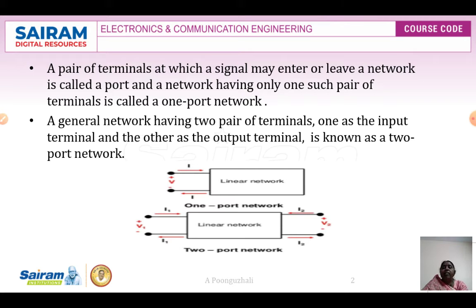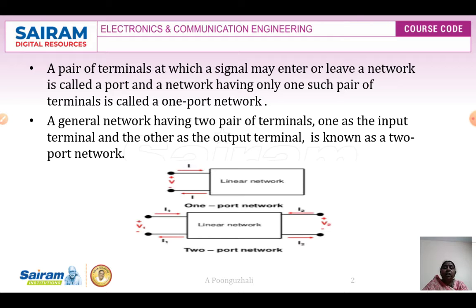Here we say a port is a pair of terminals through which a signal may enter or leave a network. If a network has only one such pair of terminals, we call that network a one-port network. If the network consists of two pairs of terminals, where one pair acts as the input terminal and the other acts as the output terminal, then we call it a two-port network.